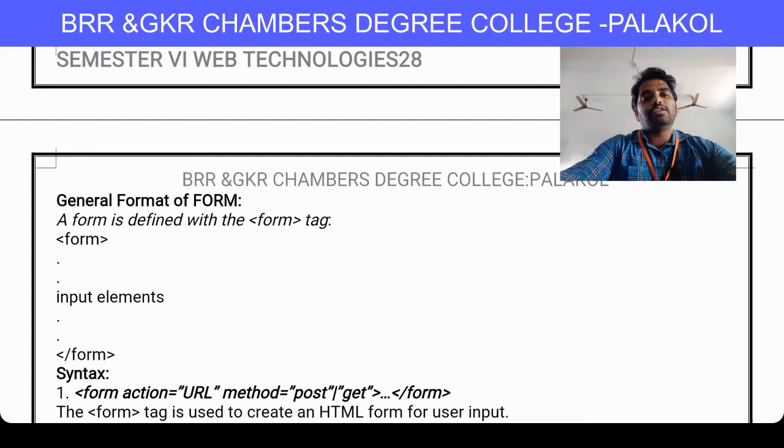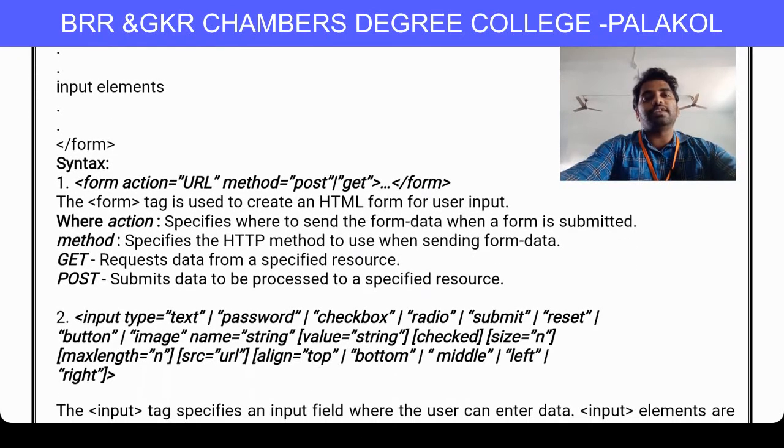Next, how to create the form. Syntax: form action is equal to URL, and method, then any input values, and the form is closed. Where action specifies where to send the form data when the form is submitted. Method specifies the HTTP method used for sending the form data. Get means to specify the resources. Post means to submit the data for processing.